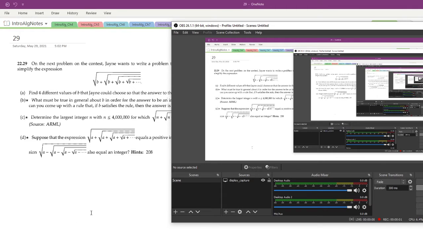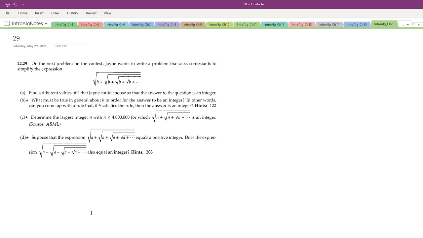Okay, so let's move on to the second part of the challenge problem for chapter 22. Here we want to simplify this expression. The first part: find the different values of b that we could choose so that the answer to the question is an integer.